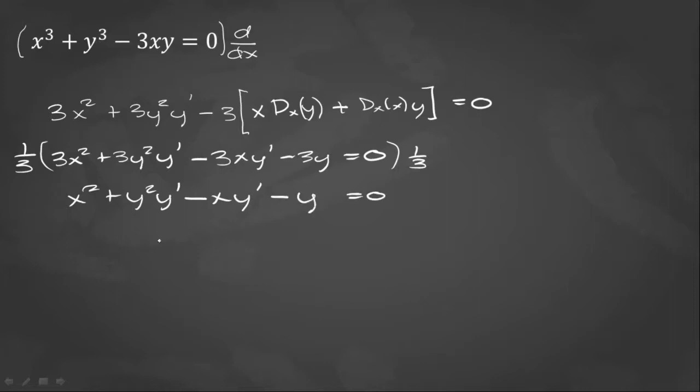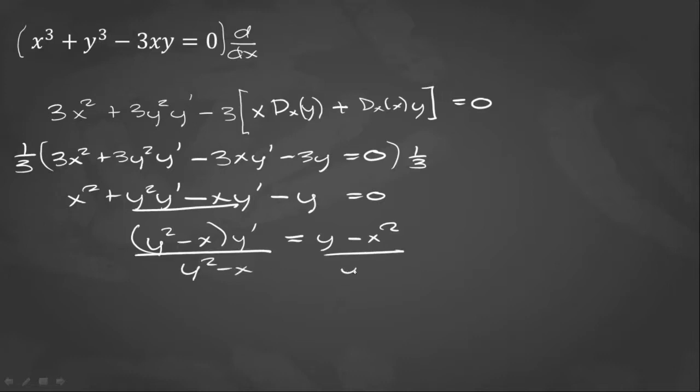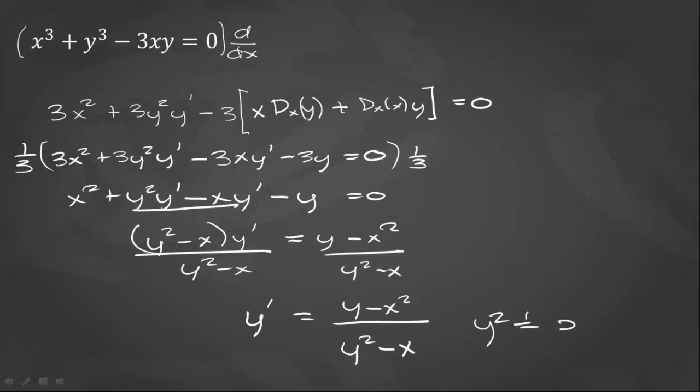Now group all like terms. We have here y prime times y squared minus x. So this is equal to this one. And we transfer x squared minus y to the right-hand member of our function. We have y minus x squared. Dividing both sides by y squared minus x, hence our y prime is equal to y minus x squared over y squared minus x, where y squared is not equal to x.